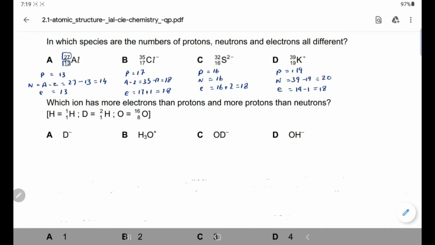So they ask which has all different. If we see in potassium, there are 19 protons, 20 neutrons, and 18 electrons. So all are different in potassium. So that is the choice.